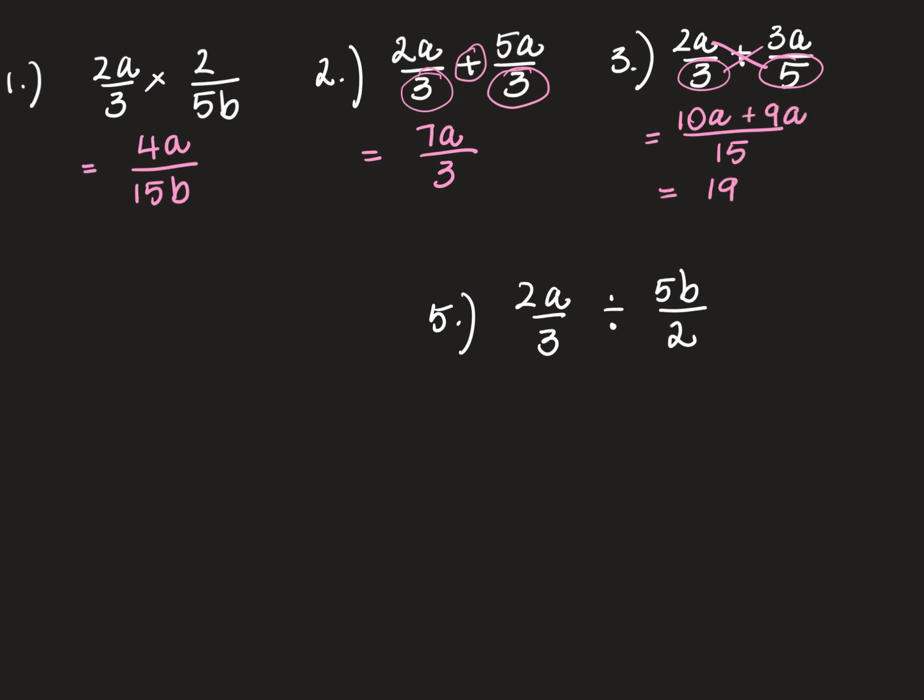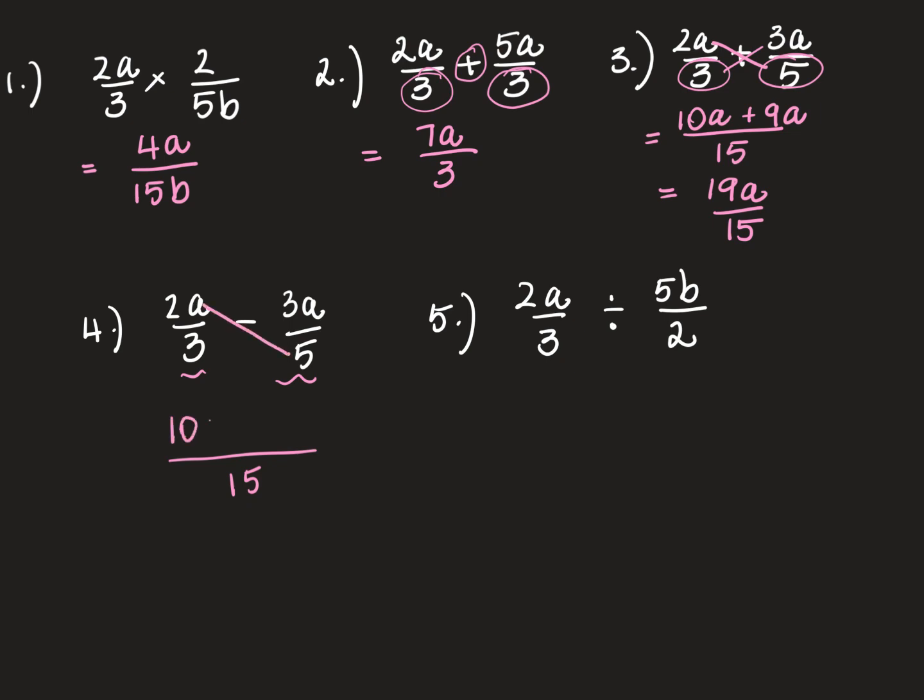That's going to go 19a over 15. This next one here, I'm subtracting and the denominators are not the same. So I need a new denominator. 3 5s are 15. That times that. Take away that times that. 10a take away 9a is 1a, which I just write as a, over 15.